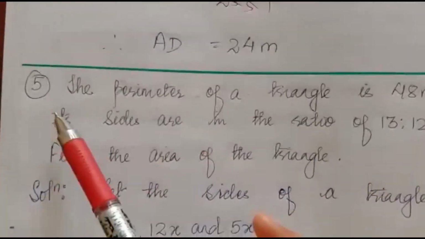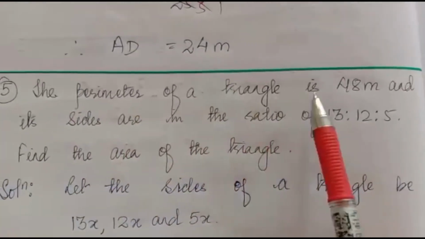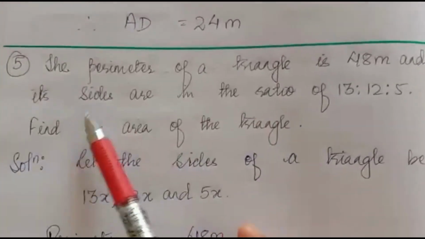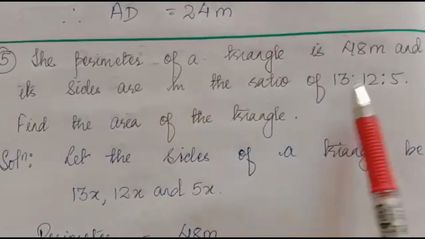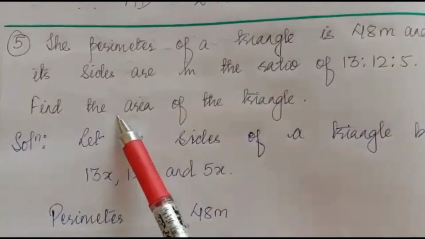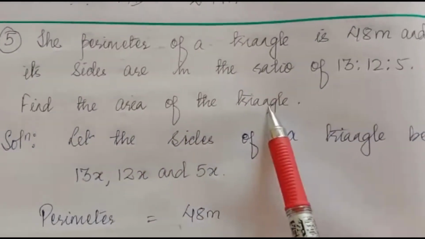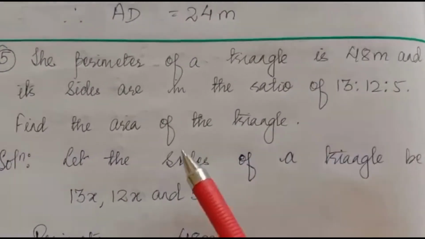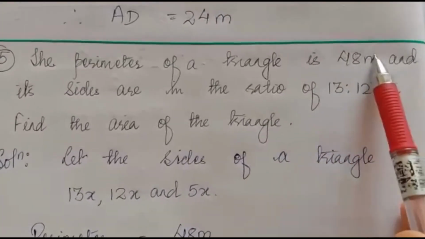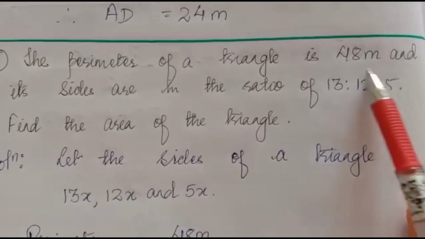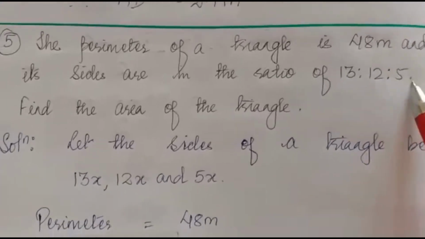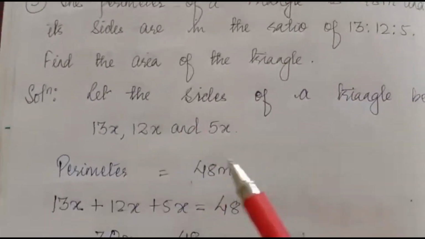Okay, now question number 5. The perimeter of a triangle is 48 meter and its sides are in the ratio 13 is to 12 is to 5. Find the area of the triangle. So in this question, the perimeter is given and the sides are in the ratio 13 is to 12 is to 5. So you have to find the area of the triangle.